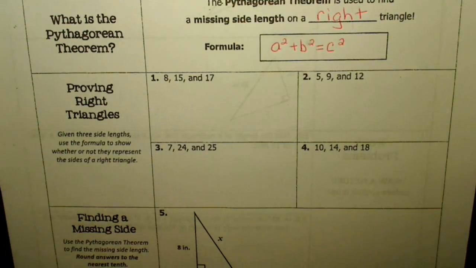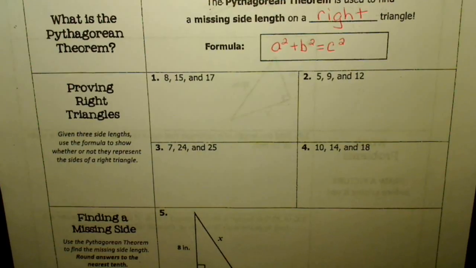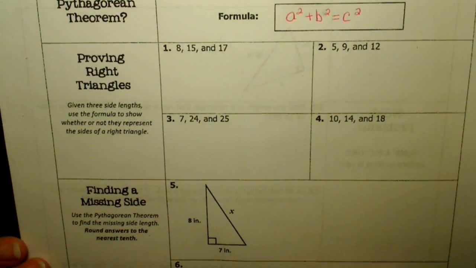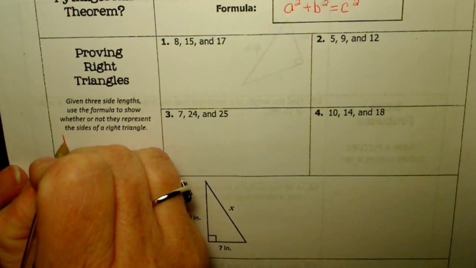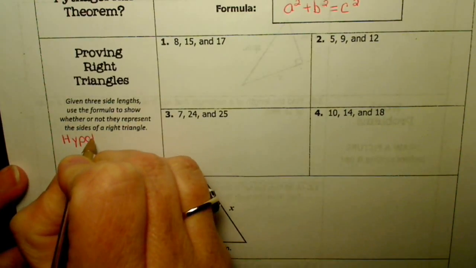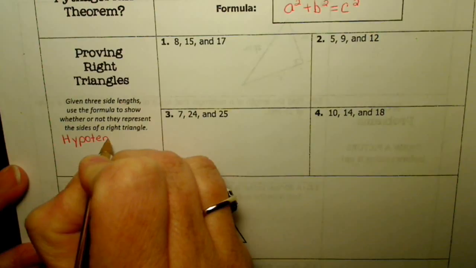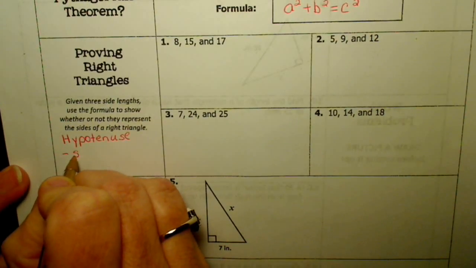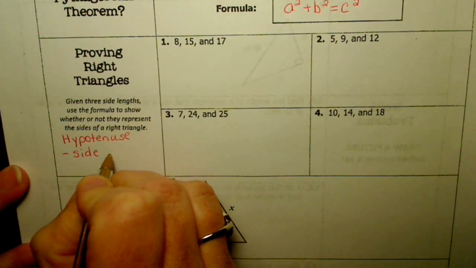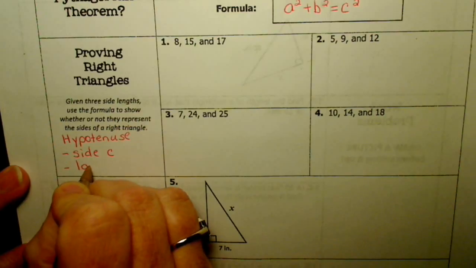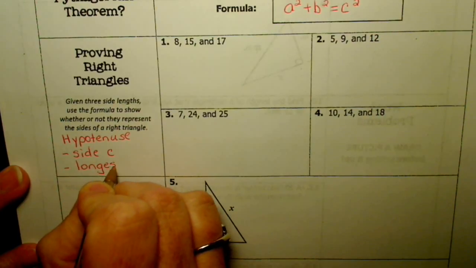Now, you look at this and you go, well, how do I know what's A, what's B, and what's C? Well, the only thing that really makes a difference is the hypotenuse. If you will write that again here. The hypotenuse, which is side C, opposite of the right angle, is always going to be the longest side.